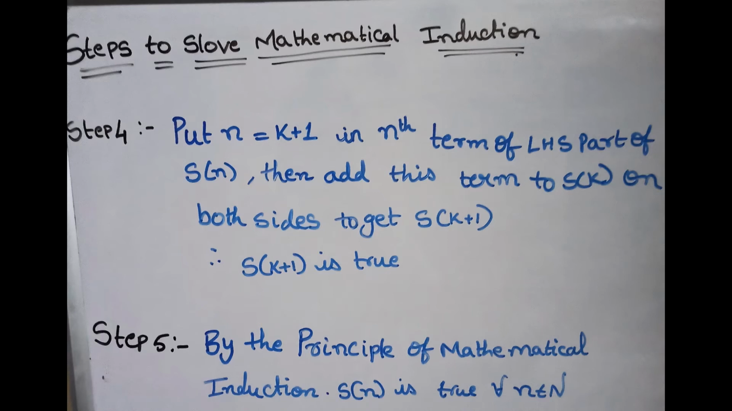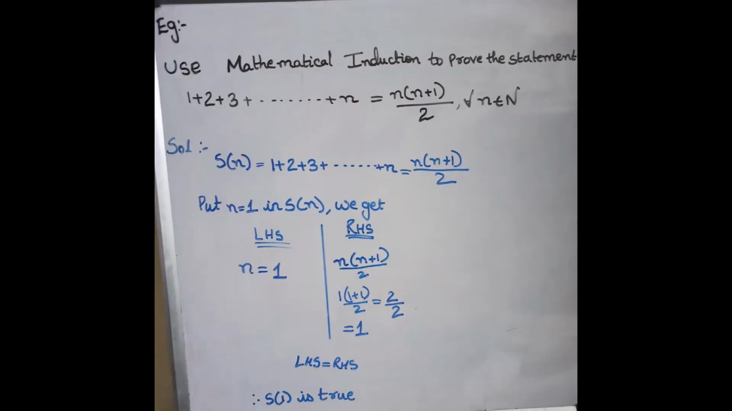Now we will solve an example of mathematical induction using the steps that we have discussed above. Question. Using mathematical induction, prove the statement 1 plus 2 plus 3 plus so on up to n is equal to n of n plus 1 by 2 for all small n belongs to capital N. Solution. S of n is 1 plus 2 plus 3 plus so on up to n is equal to n of n plus 1 by 2.